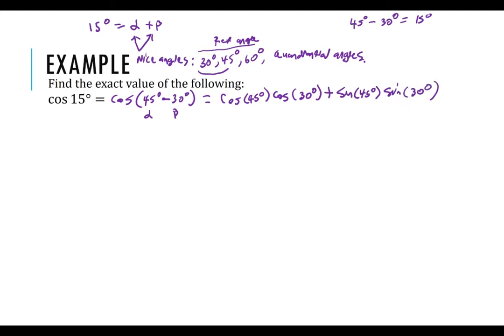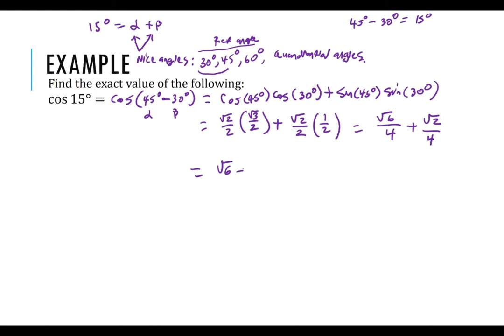At this point, we can find and evaluate each one of these exactly. Cosine of 45 degrees is root 2 over 2. Cosine of 30 degrees is root 3 over 2. Sine of 45 degrees is again root 2 over 2. And sine of 30 degrees is a half. Then fraction multiplication: root 2 times root 3 is square root of 6, divided by 2 times 2 is 4, plus root 2 times 1 is root 2 over 2 times 2 is 4. That's going to be root 6 plus root 2 divided by 4, and we're done.